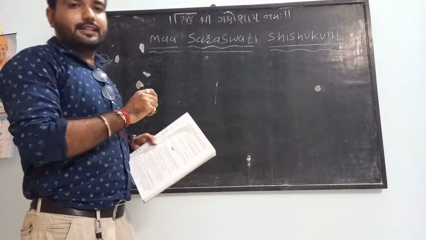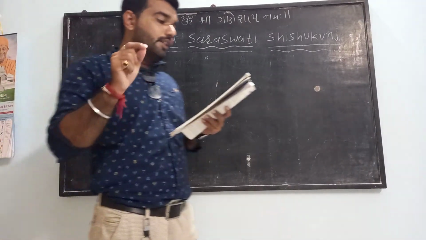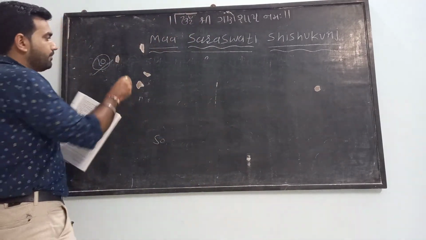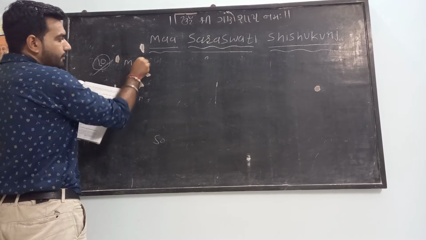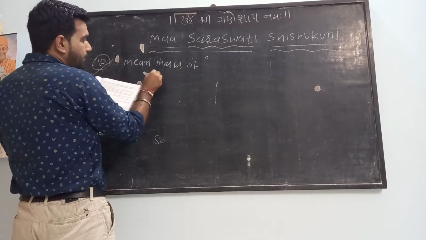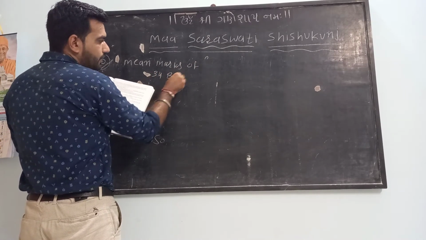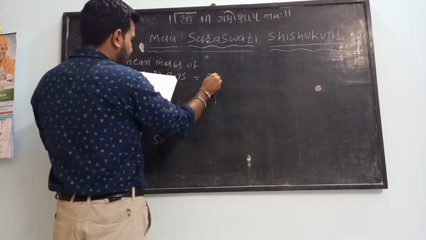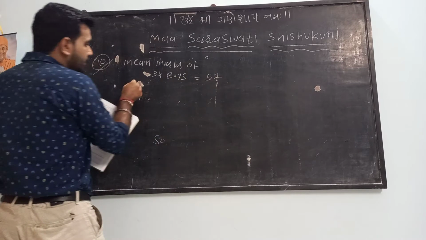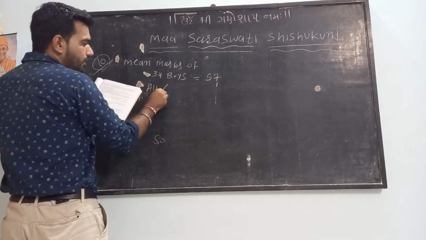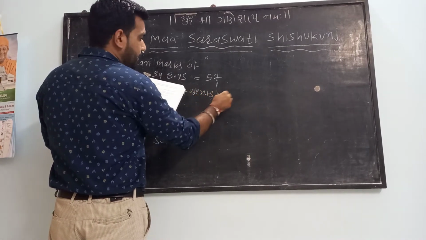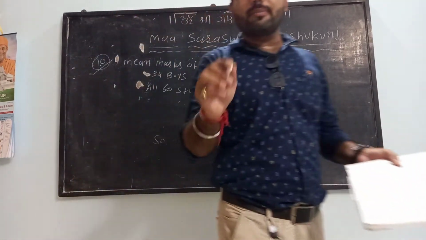Okay, example number 10. See, the mean marks scored by 34 boys in a class is 57. What is given? Mean marks of 34 boys is 57. What else is given? The mean marks of all 60 students is 59. Find the mean marks scored by girls.